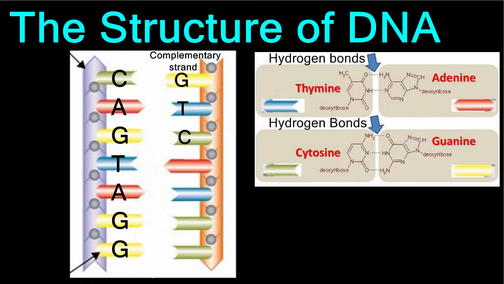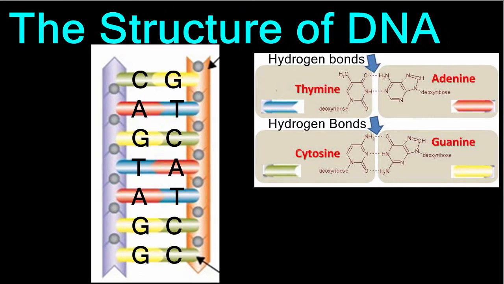Thymine pairs with adenine. Adenine pairs with thymine. Guanine pairs with cytosine. And again, guanine pairs with cytosine. Notice that once we complete the complementary strand, there will be equal amounts of adenine and thymine because of the pairing rules. Count and see.